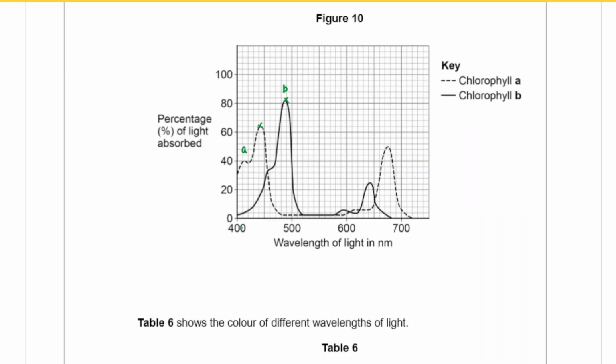So 400 to 500, each box is 10, so that's 440, and this is peaking at 490, and let's have this one, that's 640, and that's 675. Okay.